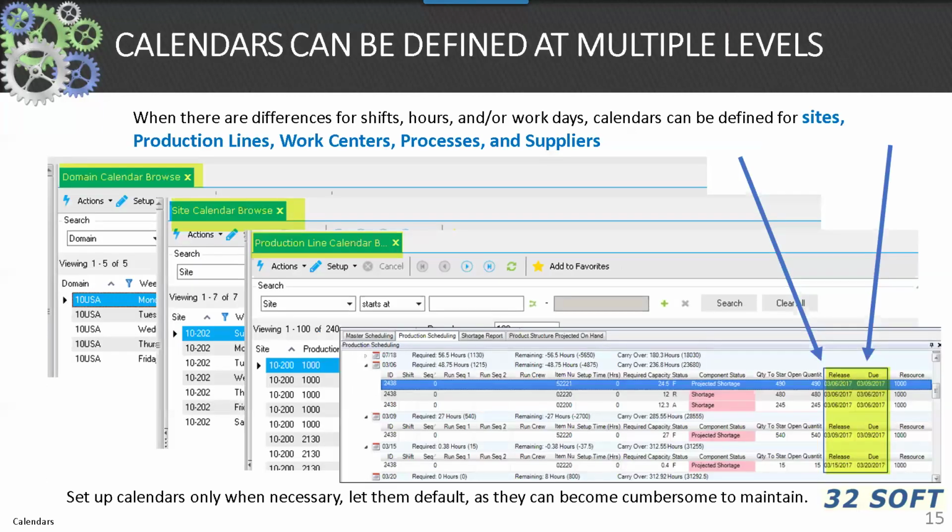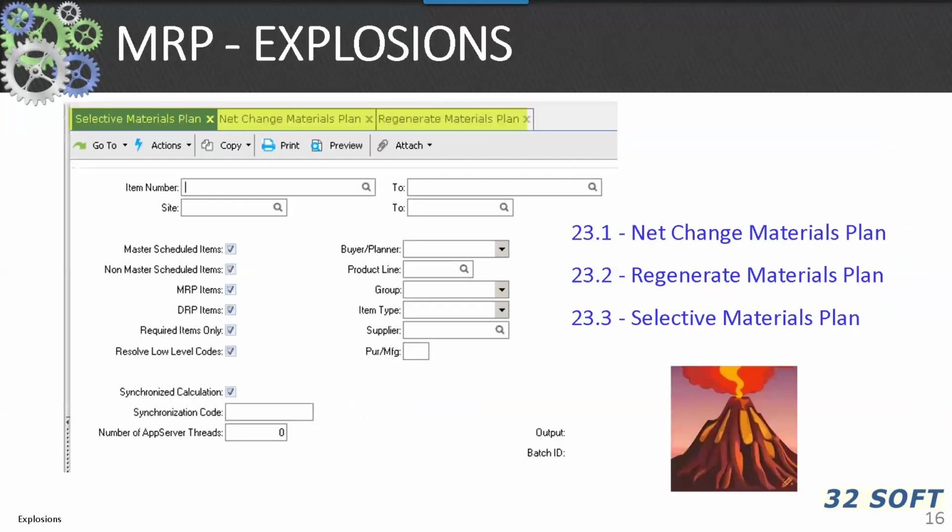Calendars can be defined at multiple levels. If there are differences between shifts, hours, work days, calendars can be defined for domains, sites, production lines, work centers, processes, suppliers, and customers as required. A caution: set up calendars only when necessary. Let them default as much as possible, as they can become cumbersome to maintain.